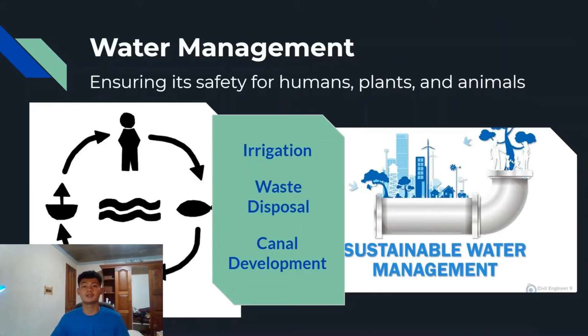One of the most important things that water resources engineering does is to control water management. Water management is ensuring the safety of water through its purity and cleanliness for humans, plants, and animals. Water management ensures that our water is pure from all chemical substances that could harm us. And these chemical substances could come from industrial waste, it could come from waste of our bowel disposal and many things.